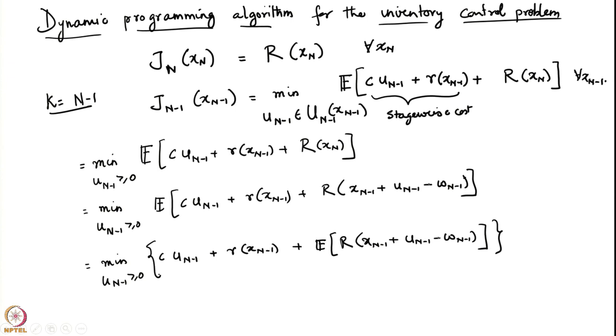Okay. So, this is therefore the expression: the minimum over u n minus 1 of this entire cost. Now, what is r of x n minus 1? Since x n minus 1 is a parameter, r of x n minus 1 is not affected by this minimization. This minimization takes x n minus 1 as a parameter. So r of x n minus 1 is unaffected, because the minimization is over only u n minus 1, and u n minus 1 is present in this term and in this term here. The r of x n minus 1 can go out of the minimization.